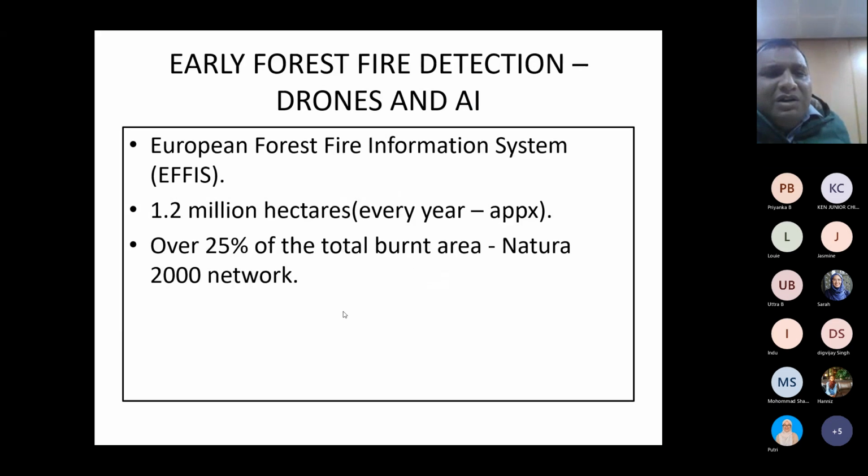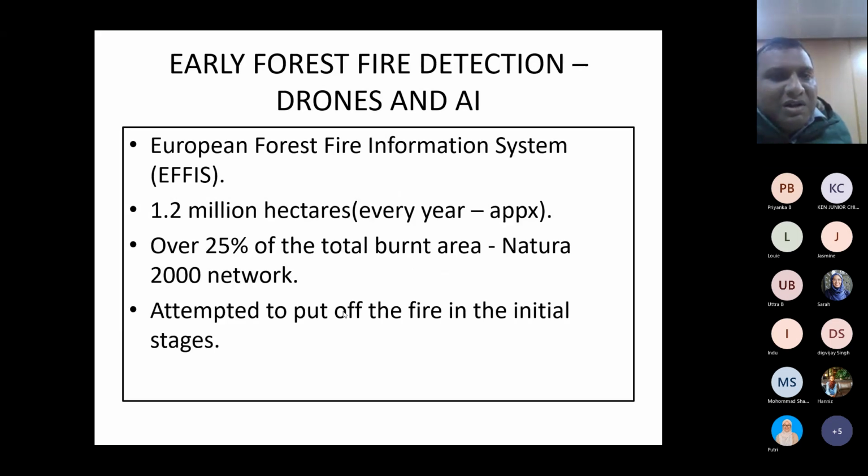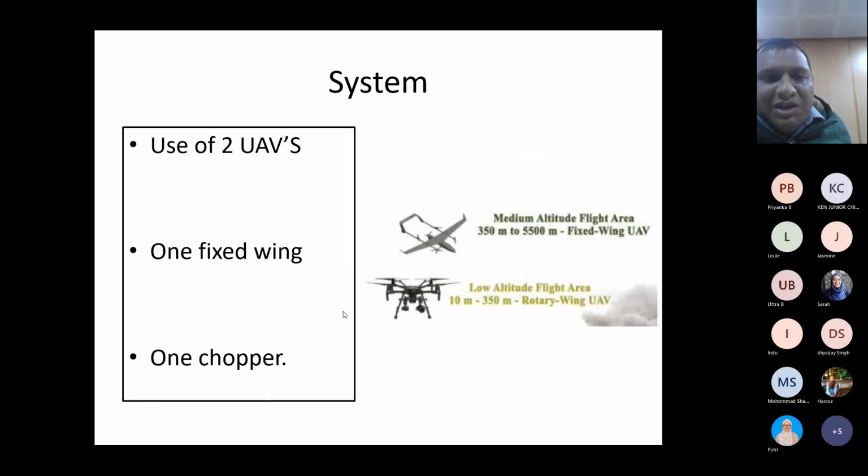This is again one thing the European Forest Fire Information System has done. I'll tell you the methodology only. They use two UAVs. I read this in an article, and I thought it would be interesting to share with you. They use two drones. One is a fixed wing and one is a non-fixed wing, or what we call a chopper. The chopper flies at the lower altitude and the fixed wing flies at the higher altitude. Both are DJI drones.